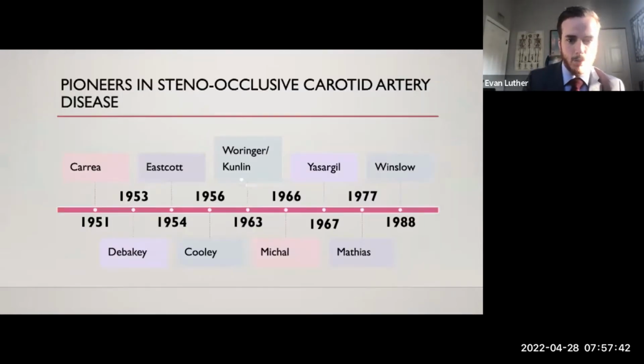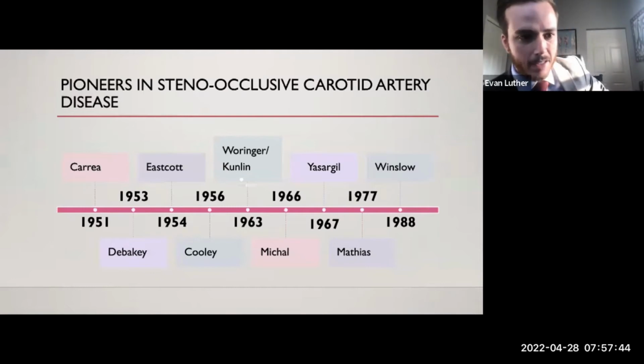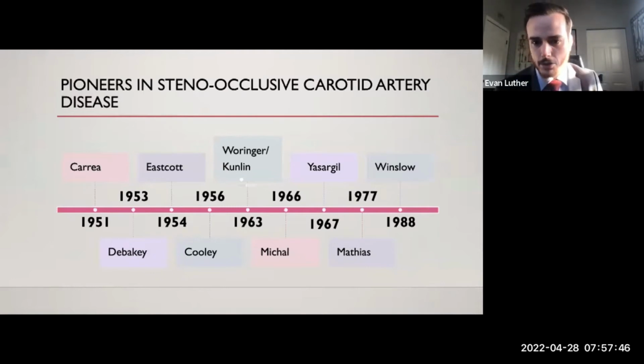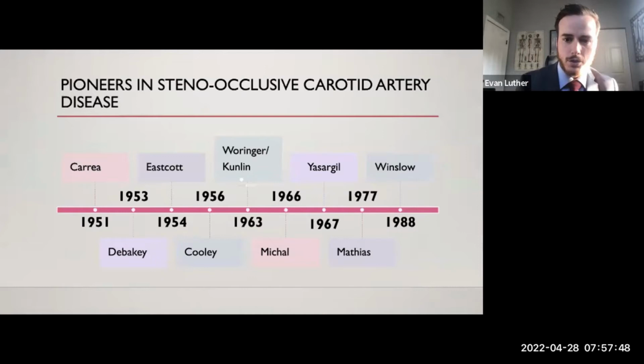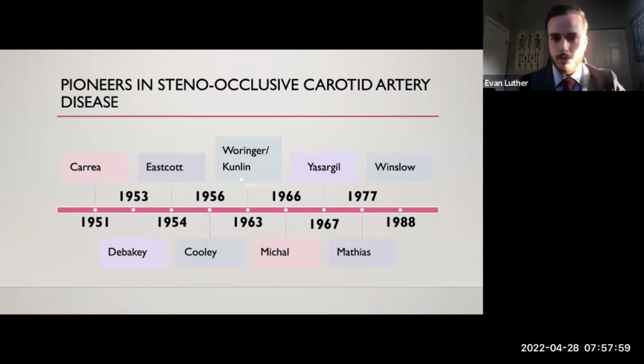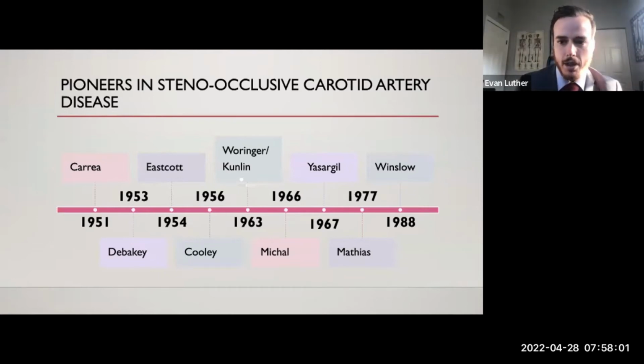Historical context: in 1951, Dr. Correa, an Argentinian neurosurgeon, was the first to perform an actual resection of a carotid plaque within a diseased segment of the internal carotid, and then performed an end-to-end anastomosis with the external stump. I'll show you what that means. And then Dr. Icesat in 1954 would be the first to describe the anastomosis technique in the literature.